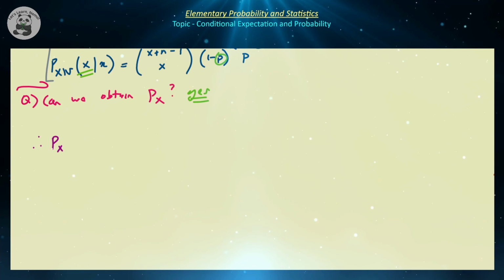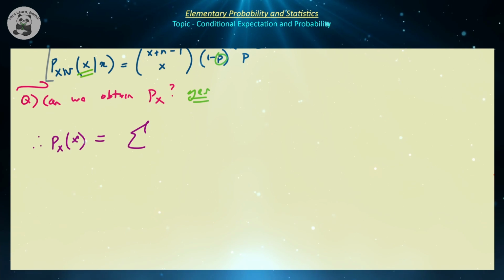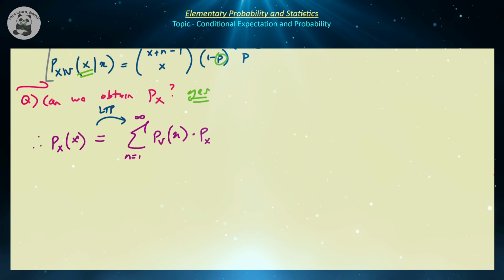So the marginal probability mass function for x is going to be equal to what? We're going to sum up across all values of m. Since m is in the domain of a geometric random variable, we're going to go from 1 to infinity, and we're going to use the law of total probability to represent the probability that x takes the value little x. So from the law of total probability, we're going to have p nu of m times p x given nu, x given m. So this is just the law of total probability.